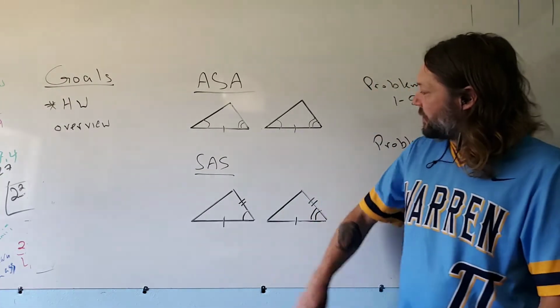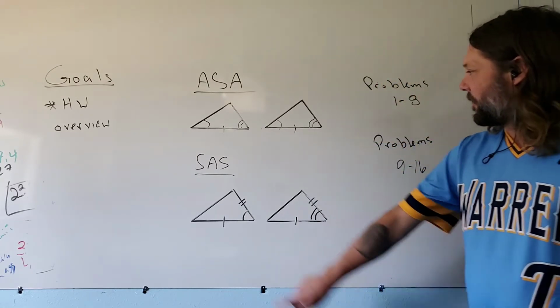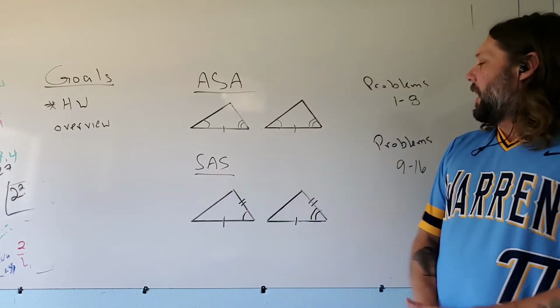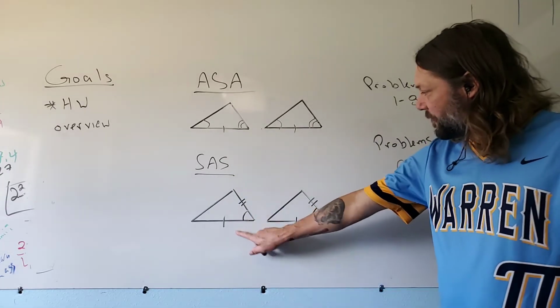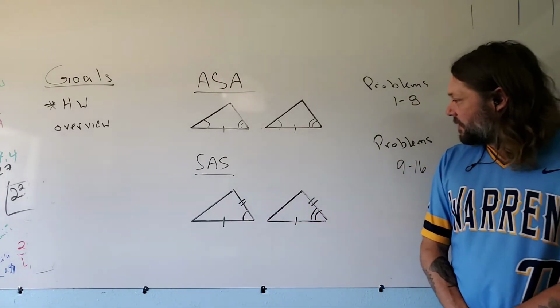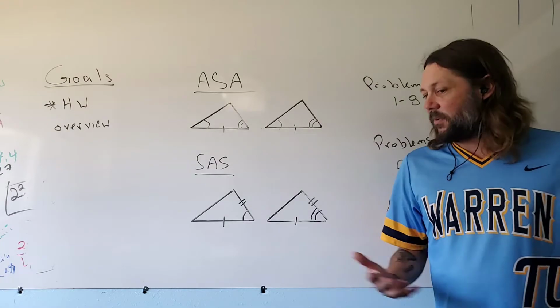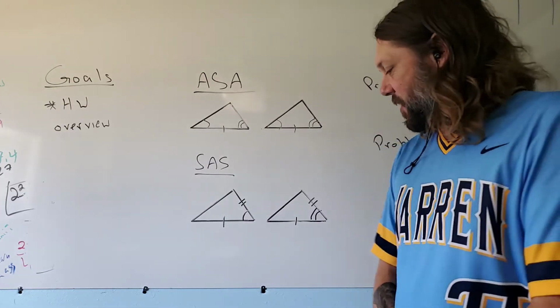My other way that I can say that I have congruent triangles is side, angle, side. And if my two triangles have this congruence pattern, I can then say that my two triangles are congruent or identical. Same size, same shape, right?